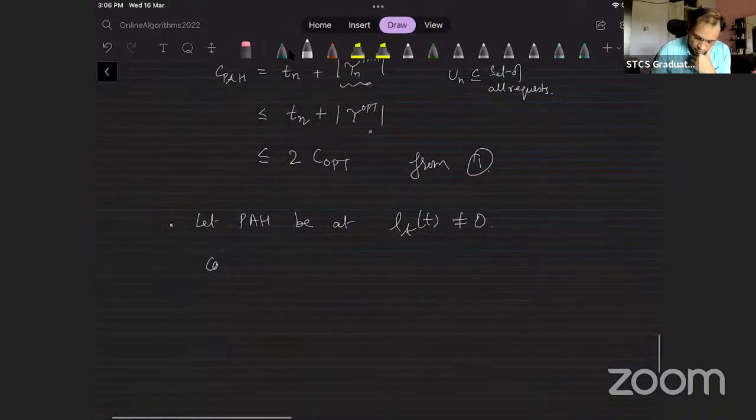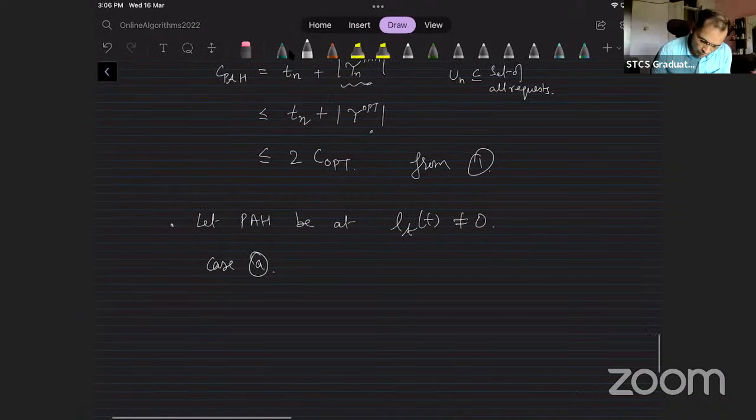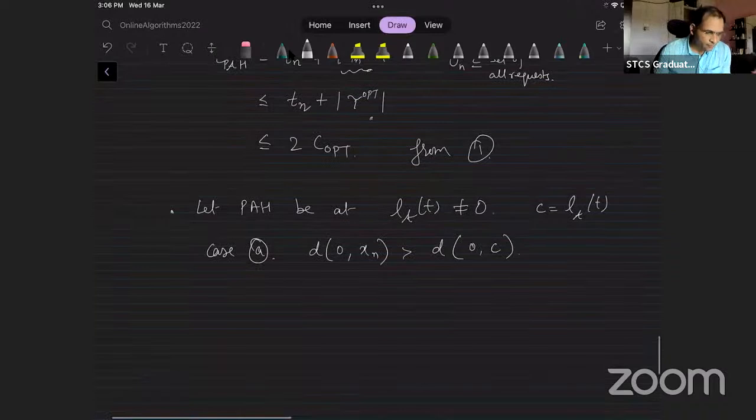Now case A. Tn is the time at which the last request is being revealed. By the definition of my algorithm, the decisions depend on where I am compared to the request. So let's say case A, and C is nothing but LA of T, in shorter form. So D0XN: the new request is actually farther away compared to my current location. Let's look at this case.